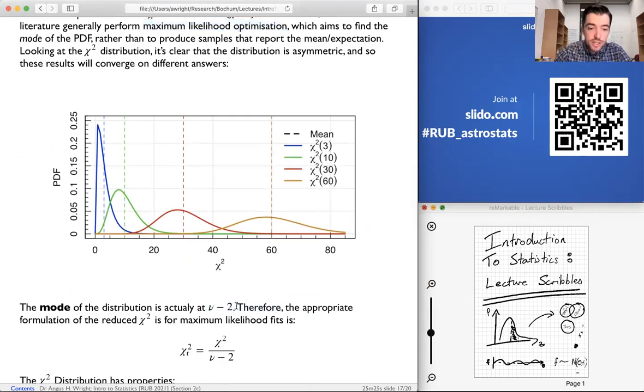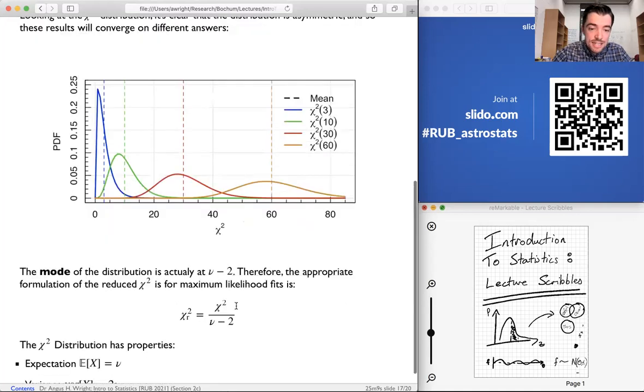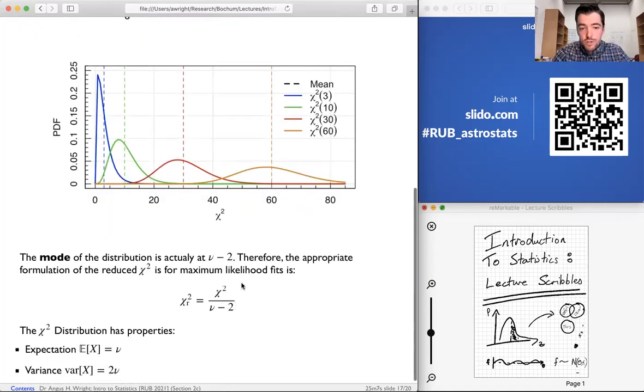And so whenever you see in the literature somebody that says we perform a maximum likelihood fit and we calculate the reduced chi-squared of chi-squared divided by nu, that's wrong. Okay, so the maximum likelihood should be correctly calculated using this particular formulation for the reduced chi-squared, divided by nu minus 2.